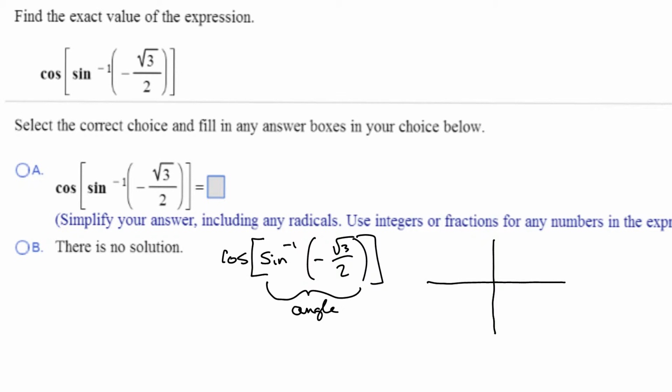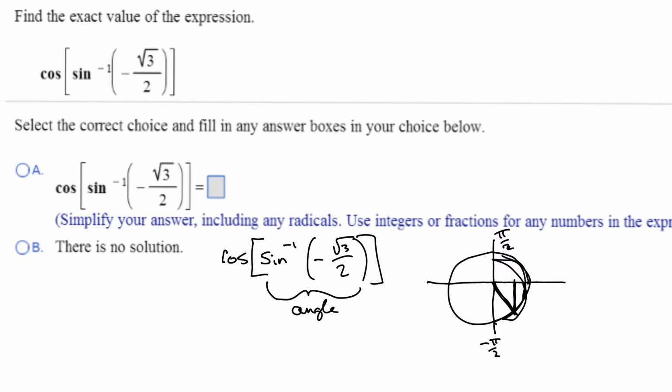So we start thinking about, okay, the inverse sine, we've got to deal with this inverse sine first. That is only defined from minus pi over 2 to pi over 2. And somewhere in that range, on the right half, there's an angle where the sine ratio is minus square root of 3 over 2. Well, since it's negative, it must be in the fourth quadrant. So we think about that then.